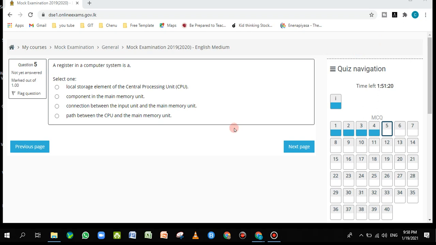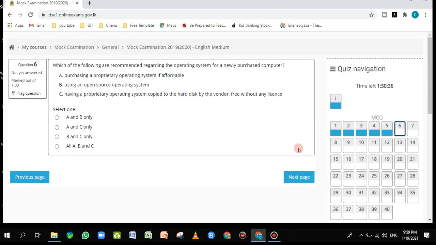Okay, we consider this register in a computer system is a local storage element of the central processing unit, CPU. That's the correct answer actually, because when we consider CPU, it consists of registers, ALU, and the control unit. So it's a local storage. It's inside CPU. Component in the main memory unit, that is wrong. Connection between the input unit and the main memory unit, that is also wrong. Path between the CPU and the main memory unit, that is also wrong. So this is the answer. Then we can go to next page.